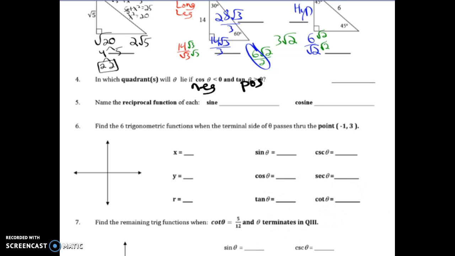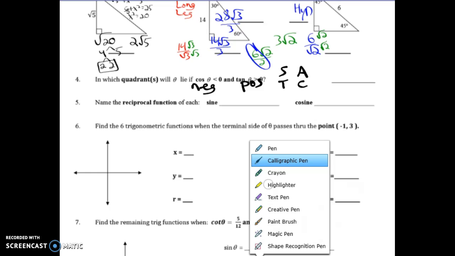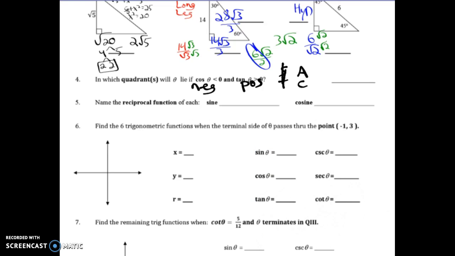Well, if I think of my pattern of all students take calculus, I know that cosine is only positive in quadrants 1 and 4. So this thing has to be negative then. That's not what I wanted. It has to be negative in either 2 or 3. And if tangent is positive, well, that can only happen in quadrants 1 or 3. So clearly, the overlap here is in quadrant 3.